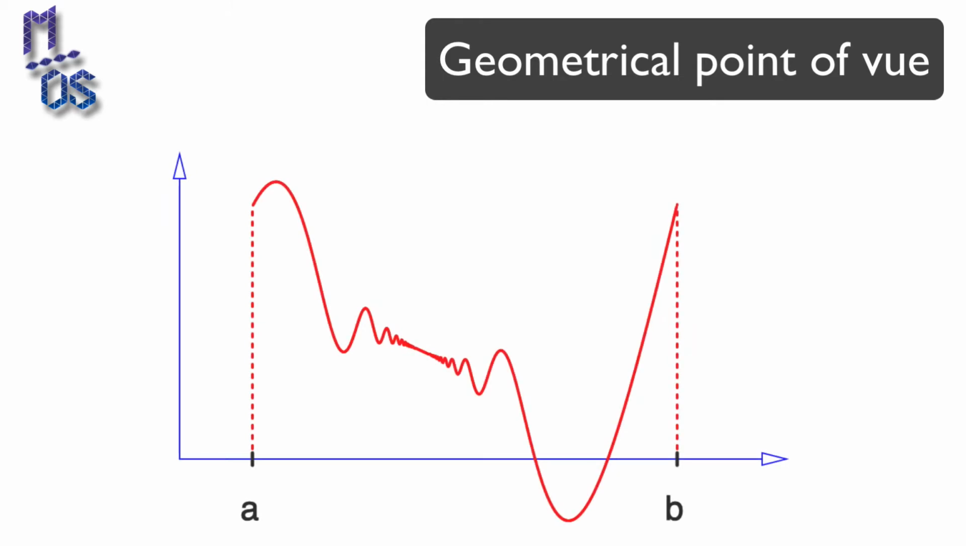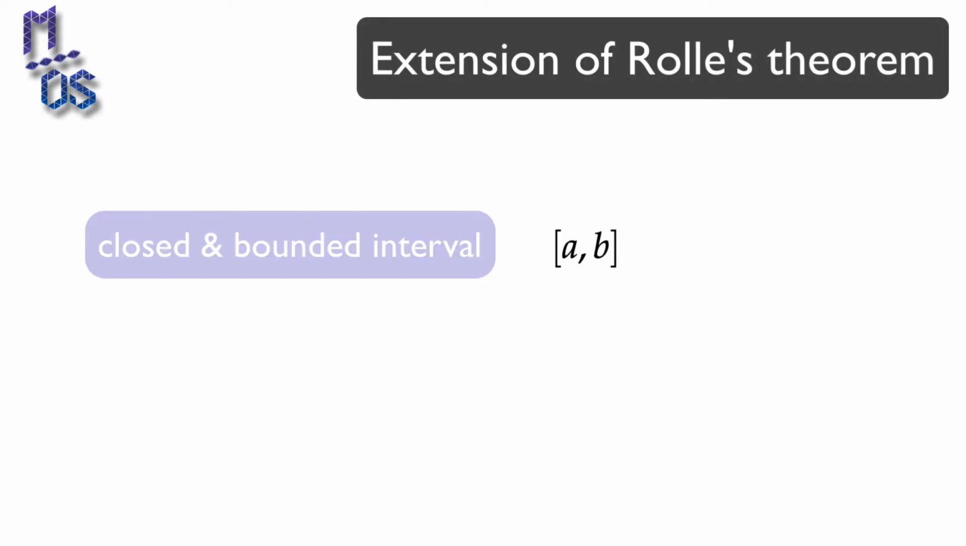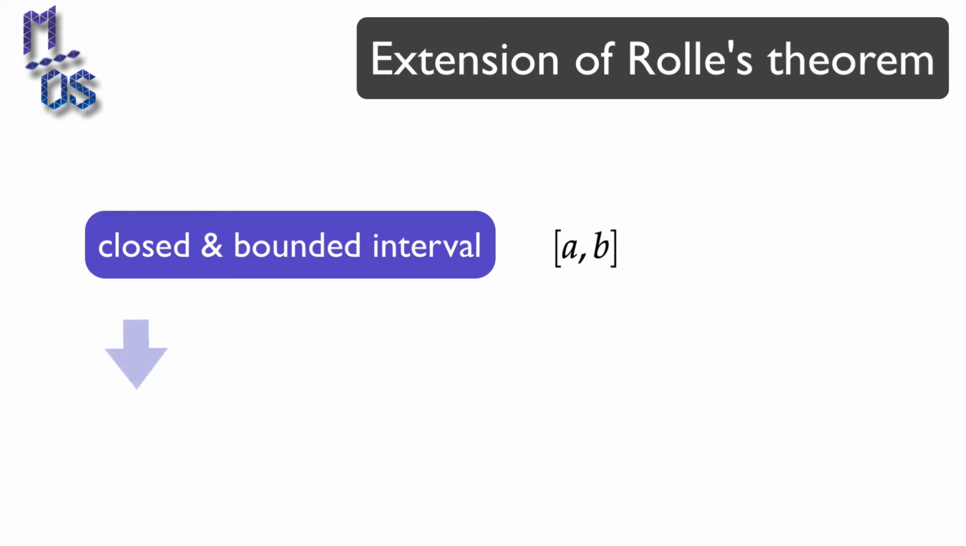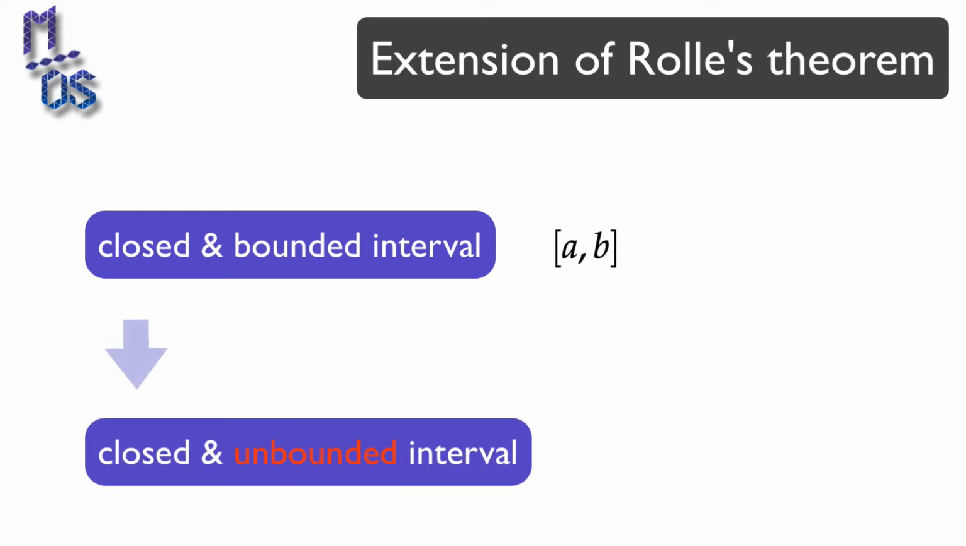In this video, I'd like to talk about an extension of Rolle's theorem where the closed and bounded interval [a, b] will be replaced by some closed and unbounded interval like those ones, or even the whole real line. With no loss of generality, we can restrict ourselves to the first type of interval because the two others can be treated in a quite similar way.